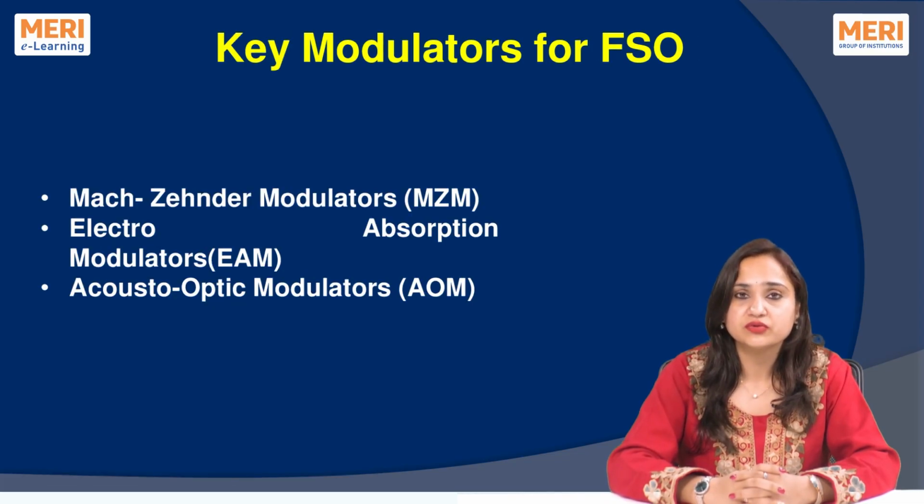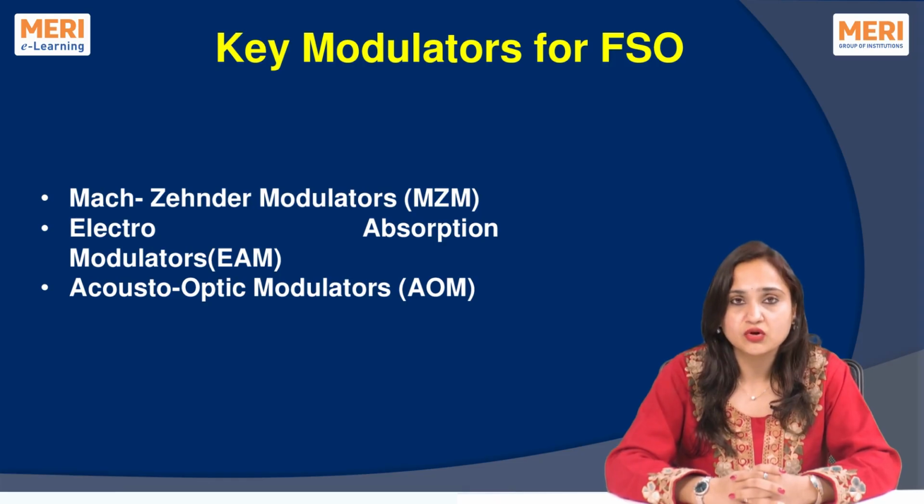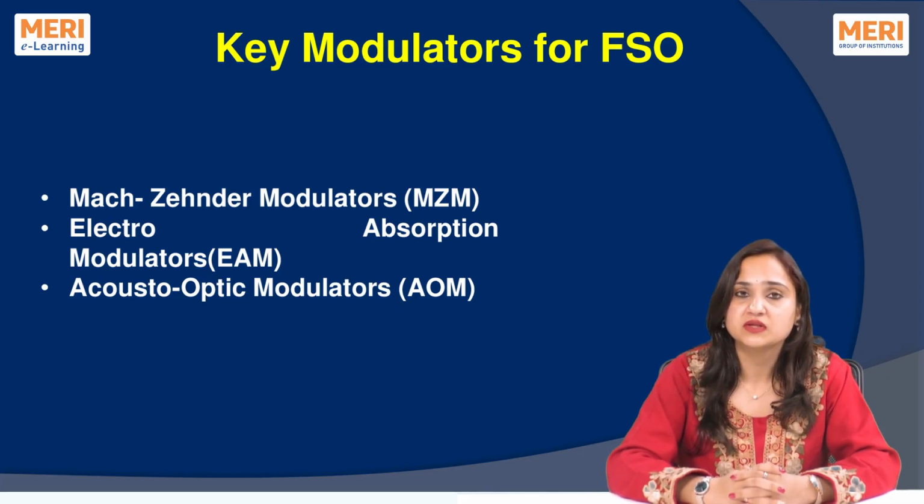Some of the key modulators used in FSO systems include the Mach-Zehnder modulator (MZM), electro-absorption modulator (EAM), and acousto-optic modulator (AOM). The Mach-Zehnder modulator operates on the principle of optical interference and provides high bandwidth, making it widely used in high-speed systems. MZM is often used in conjunction with advanced modulation schemes for generating duo-binary signals.